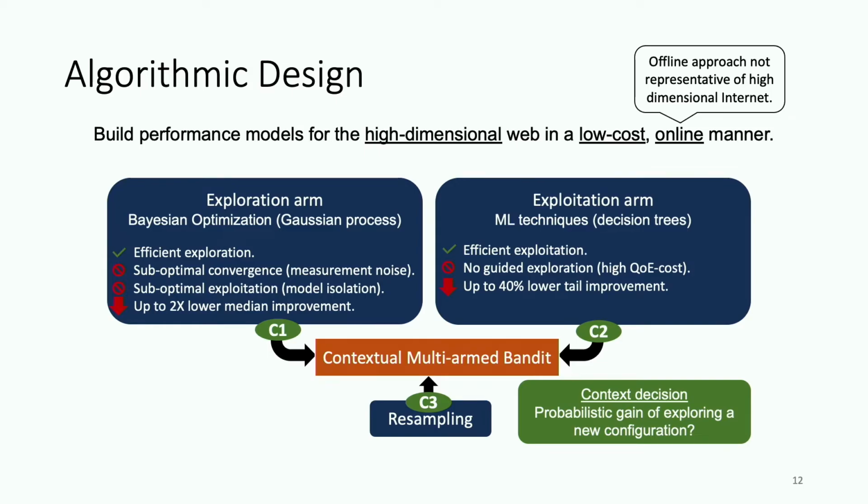Now, the decision regarding the context rests on this question: how much can we further gain by testing out a new configuration? So we use a Gaussian process to calculate expected improvement, which is a standard metric, and it puts a probabilistic bound on the gain that we can get by exploring further. Intuitively, if this bound is high, it means that a good configuration is still out there and we should explore more.